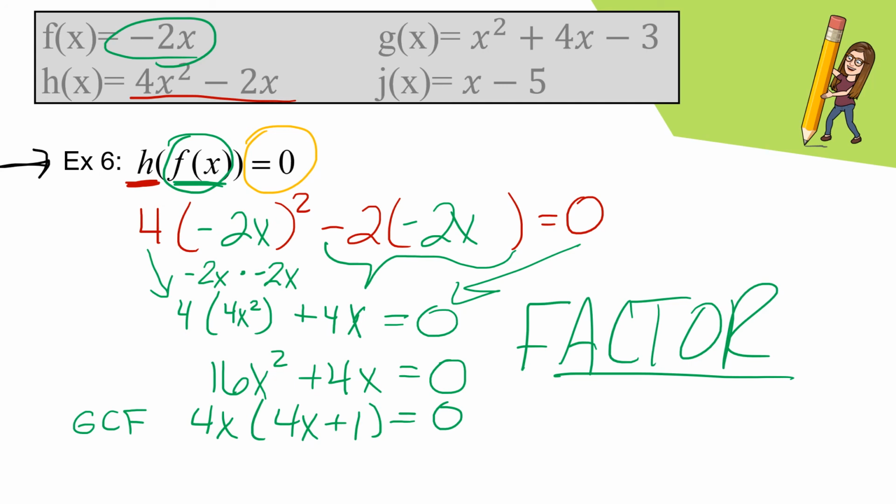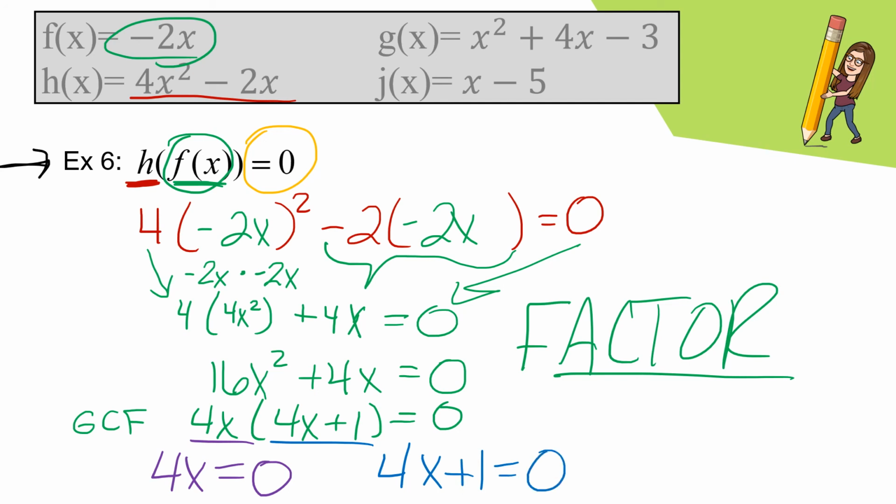So what that means is I need to take each piece, each factor, and set it equal to 0. So 4 times what is 0? 0. So x equals 0. Or you could show your work, right? Divide by 4, you'd still get 0. On the blue equation, if I subtract 1, I've got -1, divide by 4, I'd have x equals -1/4.